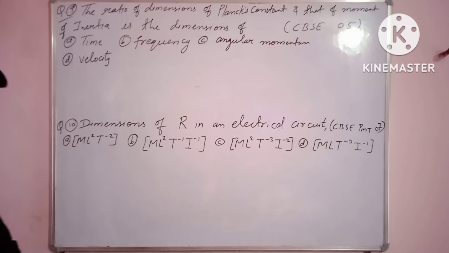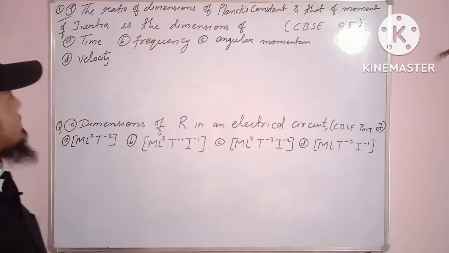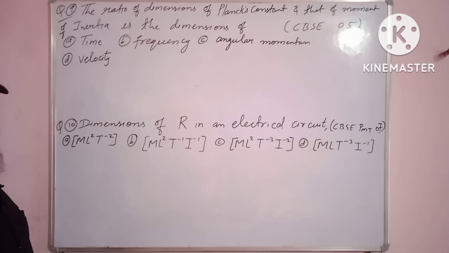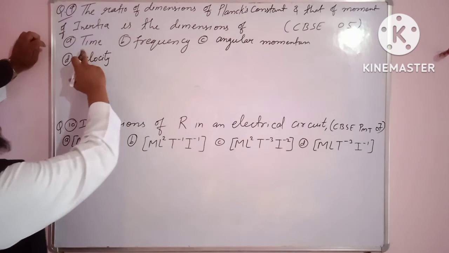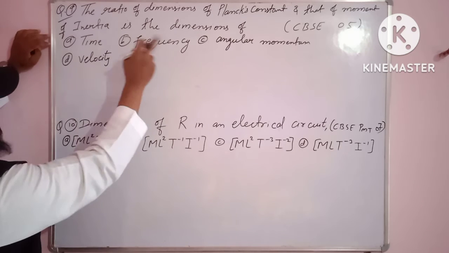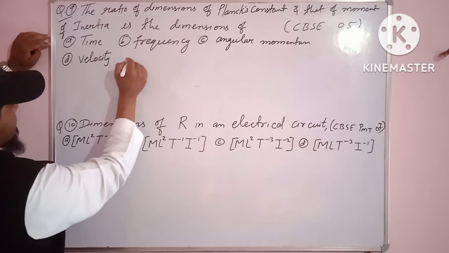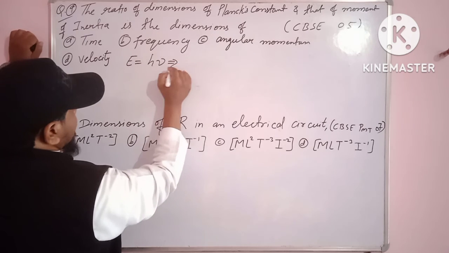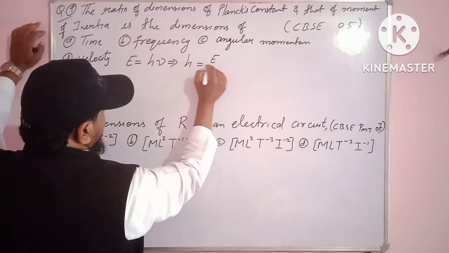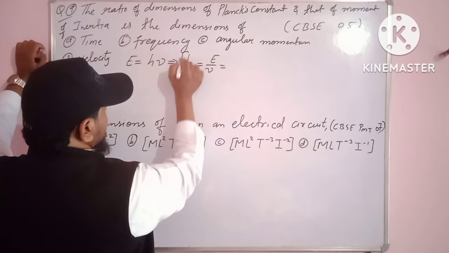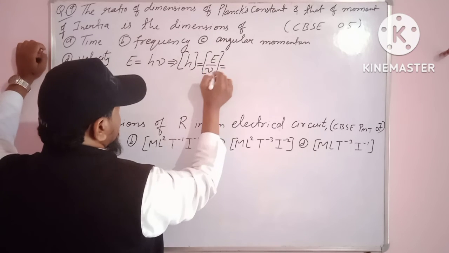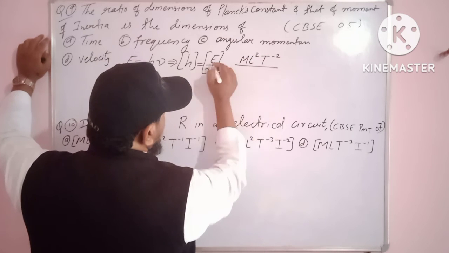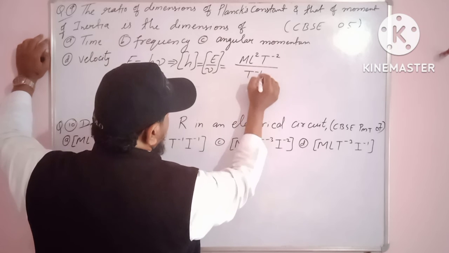Now let us proceed to the next question, which is question number 9. The ratio of the dimensions of Planck's constant and that of moment of inertia is the dimensions of: they have given the other physical quantities: time, frequency, angular momentum, and velocity. For Planck's constant, we know that E is equal to h into nu, so h is equal to E upon nu. The dimensions of h equal the dimensions of energy upon the dimensions of frequency. The dimensions of energy are ML²T⁻², and of frequency T⁻¹.